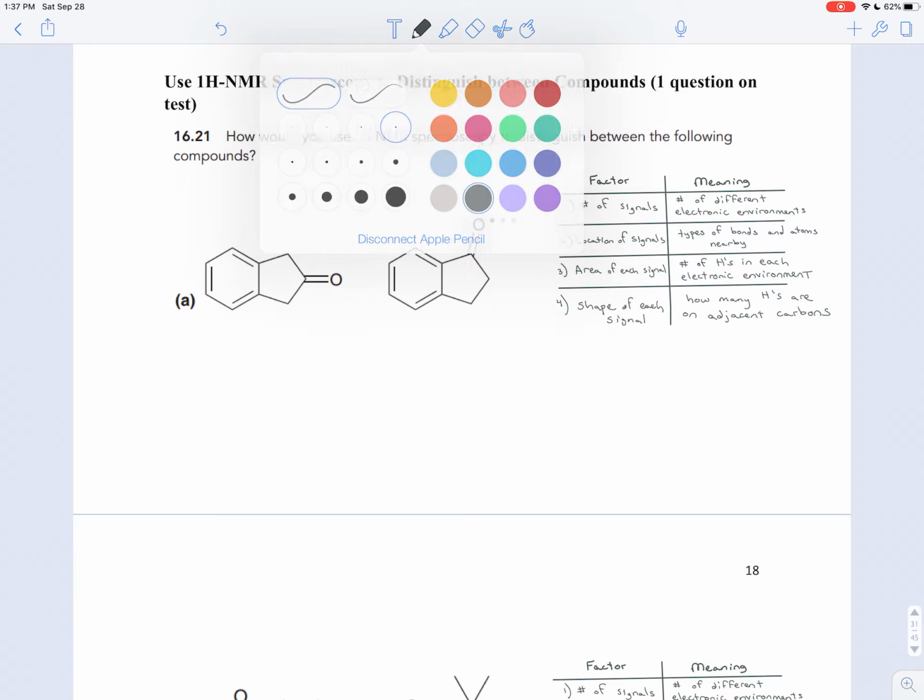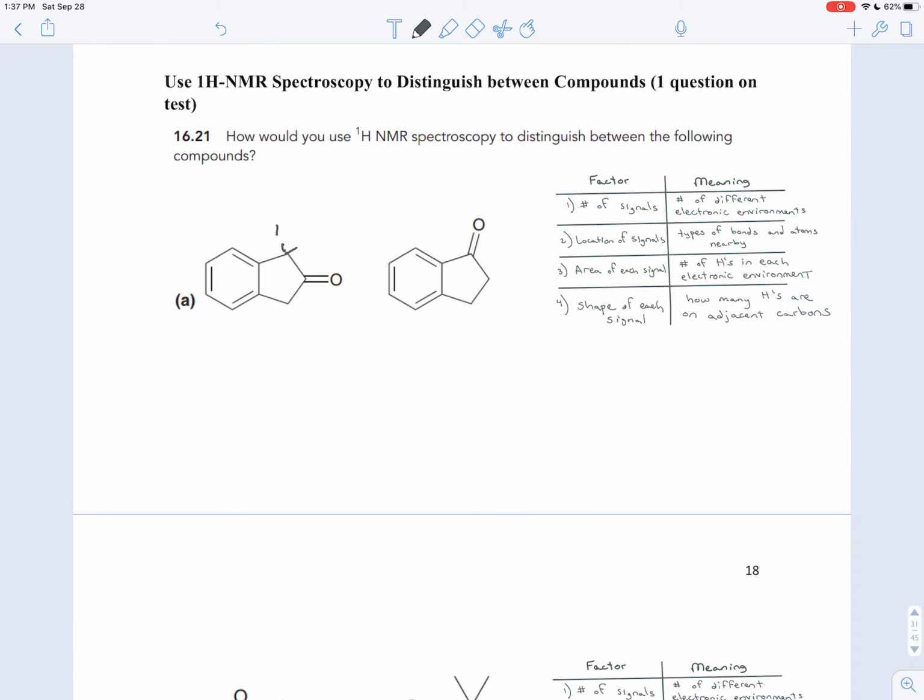So here we have these two molecules. Let's draw all of the hydrogens in so we can be more precise when we're talking about them. And what we'll look for are the different electronic environments, because that is what's going to give rise to the different number of signals.